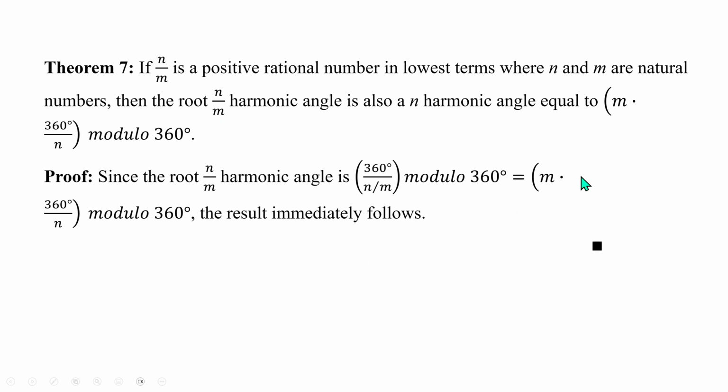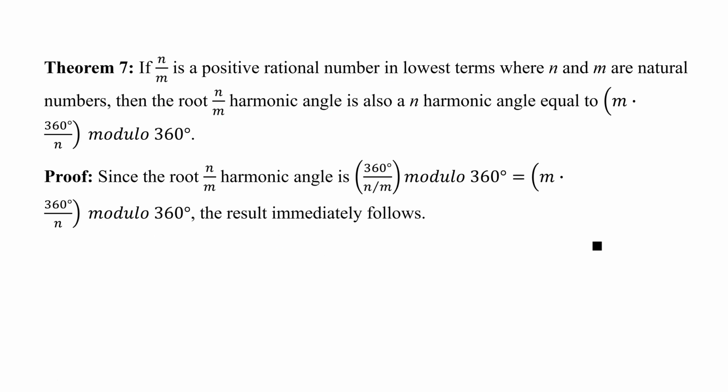So, Theorem 7. If n over m is a positive rational number in lowest terms, where n and m are natural numbers, then the root n over m harmonic angle is also an n harmonic angle equal to m times 360 degrees over n, and then that result reduced, if needed, modulo 360 degrees. And for the proof, since the root n over m harmonic angle is 360 degrees divided by n over m, modulo 360 degrees, you can just algebraically flip this fraction and rewrite that as m times 360 degrees over n, modulo 360 degrees, and the result immediately follows.